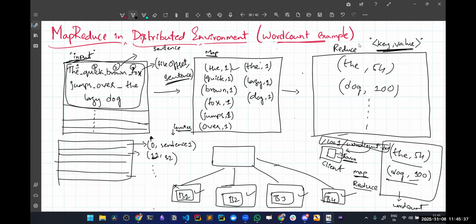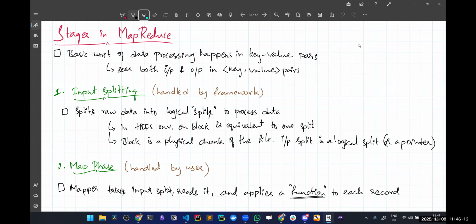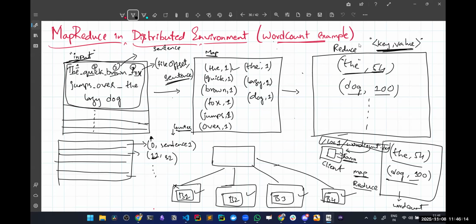In the map phase, it will pick up each and every word and assign one, continuously assigning ones for everything. In the reduce phase, it will take all of this data and reduce it to give the aggregated value. So if the word "the" occurred at multiple places, it will aggregate and give the final result as 54, and dog as 100 if it occurred 100 times across all the nodes. So we have discussed the basic unit.